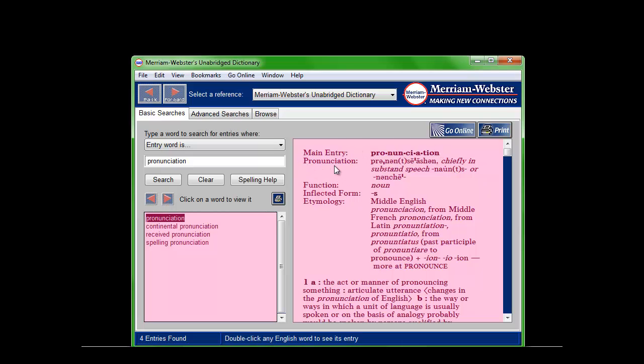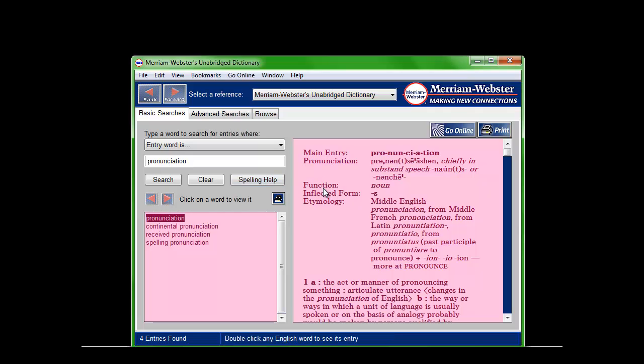Then you have the pronunciation, the diacritics. Look at these symbols. There are different ways to say the word, chiefly in substantiated speech. So we're just going to look at these different symbols today and learn what they stand for, so we can pronounce any word in the dictionary.